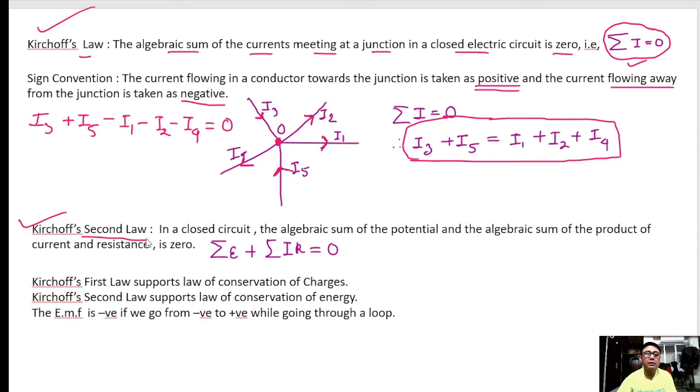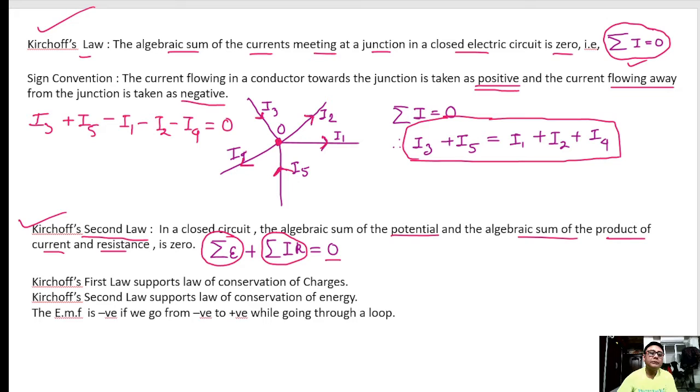Now, what is Kirchhoff's second law? Kirchhoff's second law says that in a closed circuit, the algebraic sum of the potentials, that means the total sum of the potentials, and the algebraic sum of the product of current and resistance, the total summation of this should be 0. This is Kirchhoff's second law. The sum of the potentials and the sum of the product of current and resistance in a closed circuit should be 0, right?